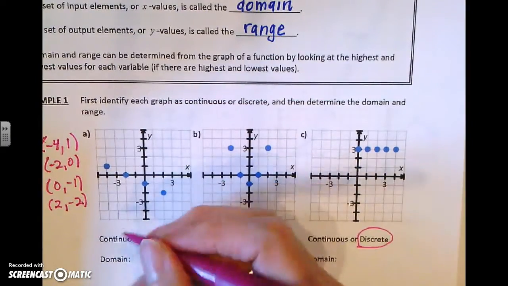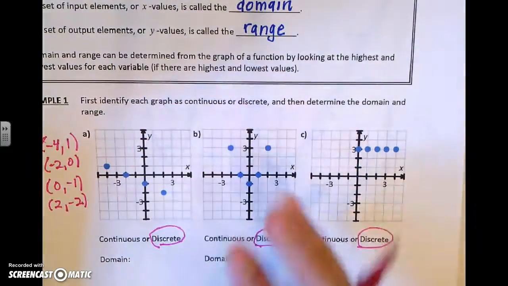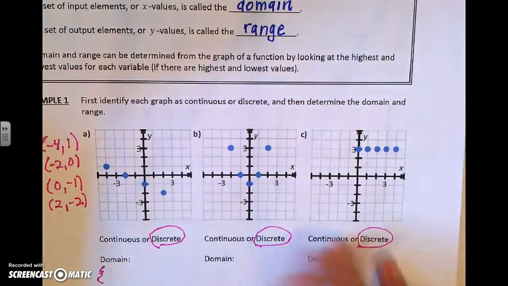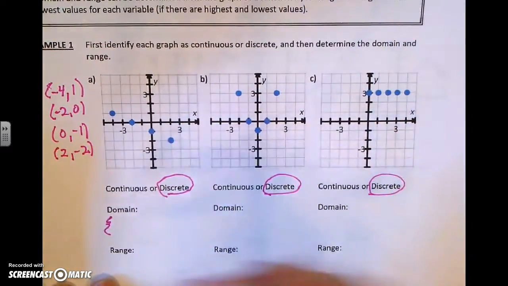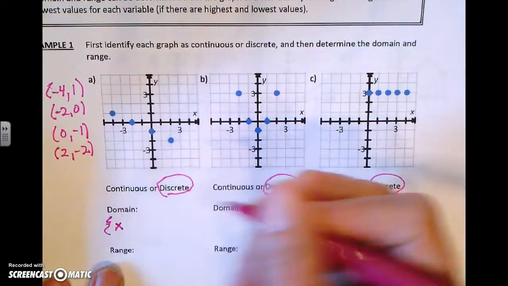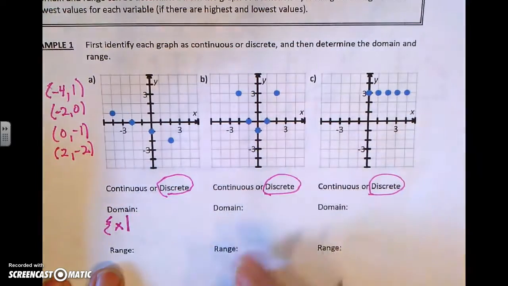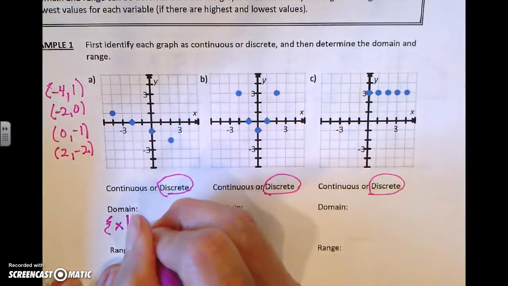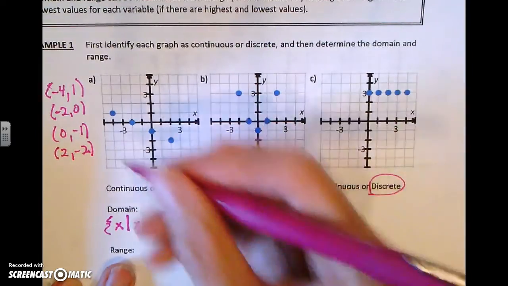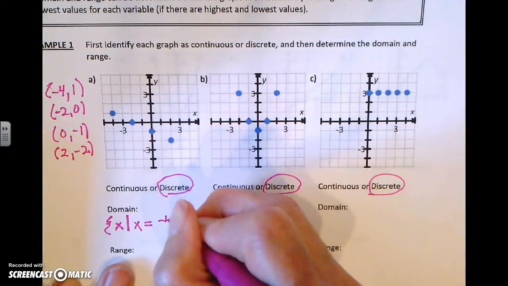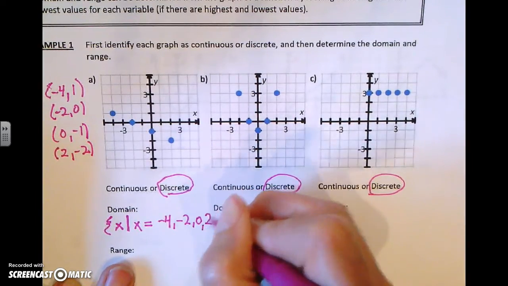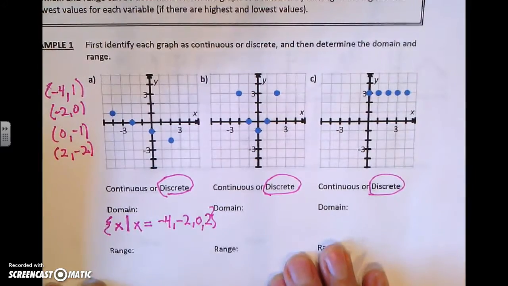So my domain would be the set of all the x values, which are the first ones. I'm going to write it as a set using those squiggly brackets, and I'm going to name them. I'm going to say that this is x, and I'm going to draw a straight line, and this straight line in this situation is read "such that." So x such that x is equal to, and I'm going to list these x values, -4, -2, 0, and 2. And I'll finish my brackets there.